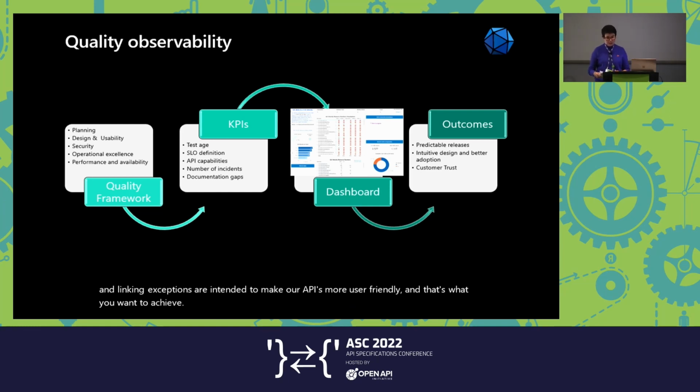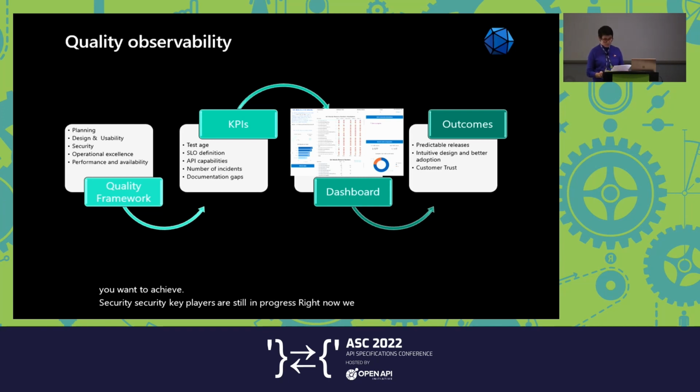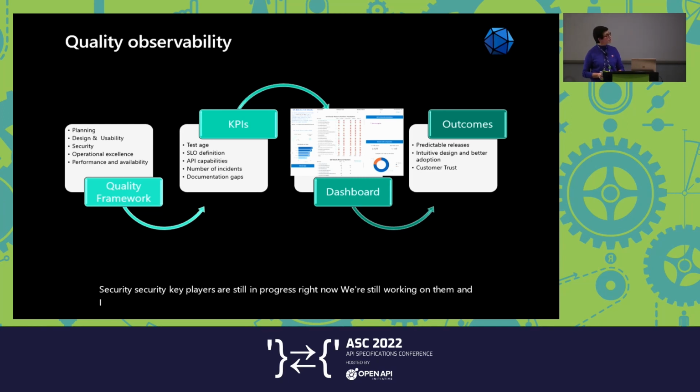Security KPIs are still in progress. Right now, we're still working on them, and I won't cover them. For operational excellence, for example, we know that we want to deliver great APIs across all clouds and across all regions of Microsoft Graph. Therefore, we measure cloud parity for our APIs.